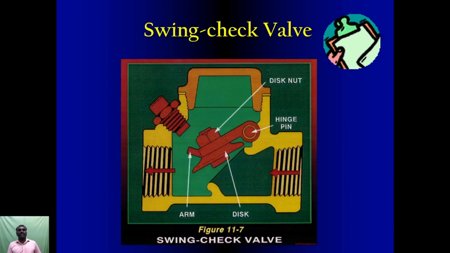First one, this is a schematic diagram of swing check valve. We have an arm, a disc, hinge pin, disc nut. This is a schematic diagram.